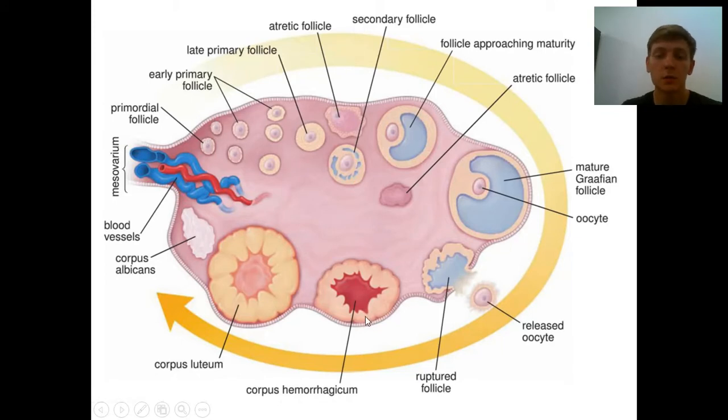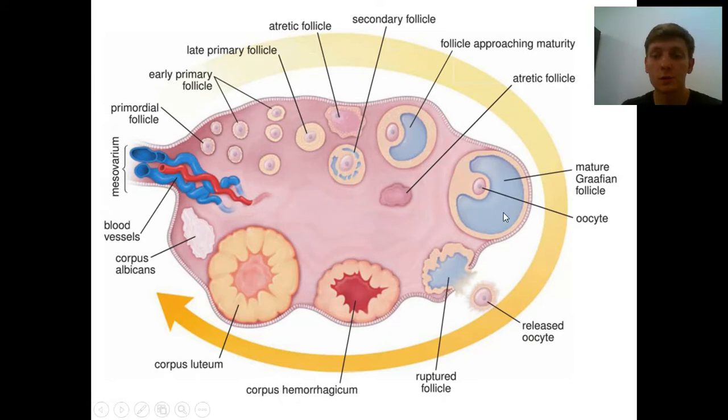Below this cuboidal epithelium, we have the tunica albicans. It's a connective tissue layer. We can say it's dense, irregular connective tissue. It's like a joint of this ovary, by which it attaches to different organs in the pelvis.